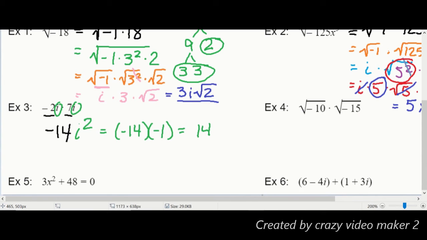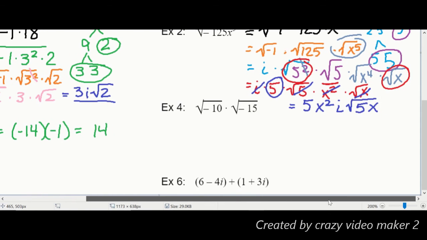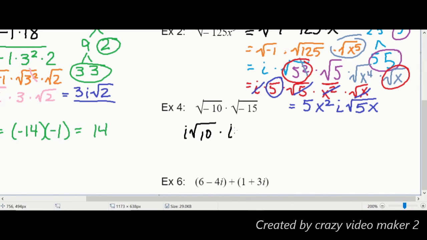Our next one as well is a little bit simpler. If we're looking at this one, we already know that we can pull out that -1, which will give us i times our 10. This is a positive 10 now, because we took out that negative, times i times square root of 15. So once we're here, we combine together our i's. We get i squared times the square root of 10 times 15, which gives us 150.